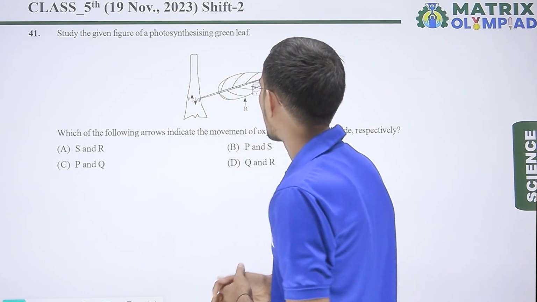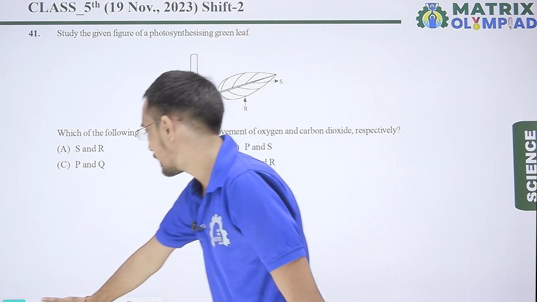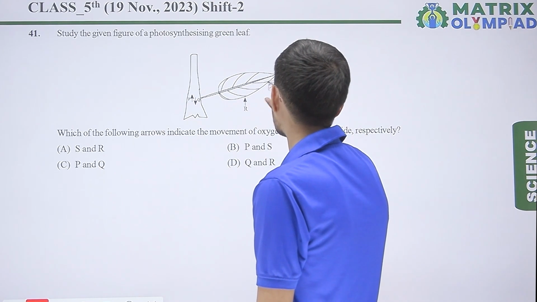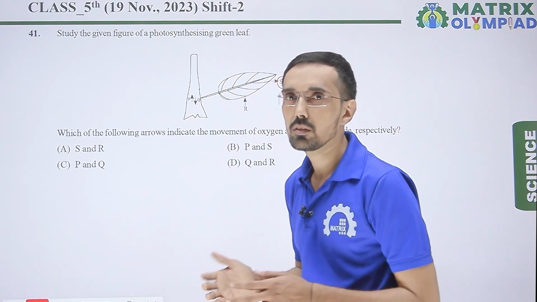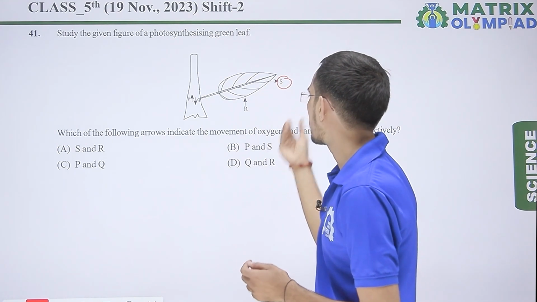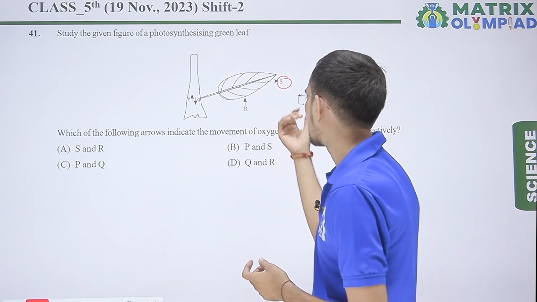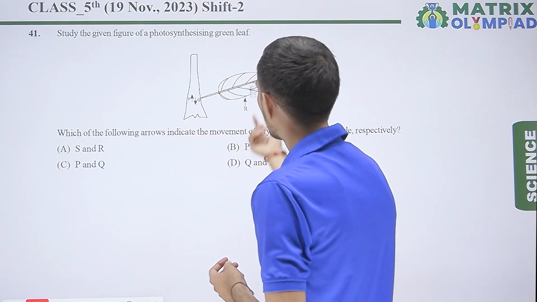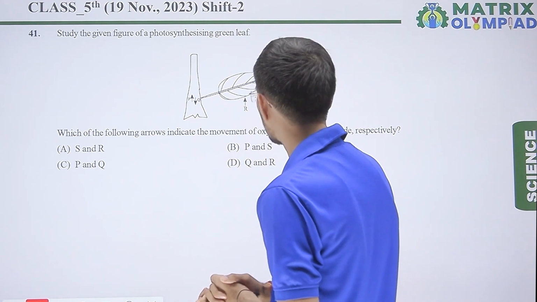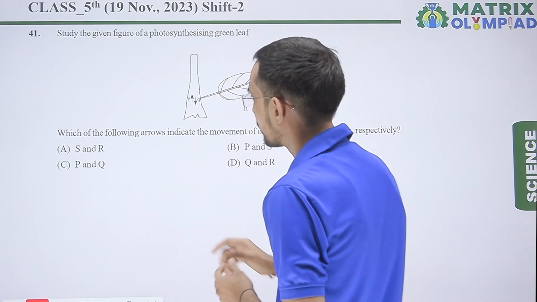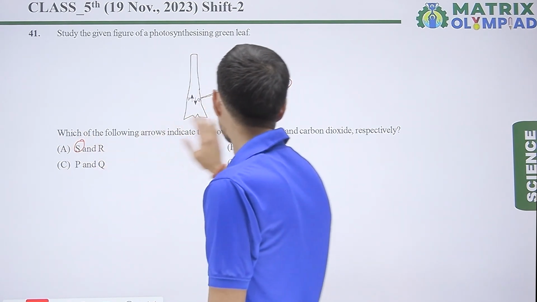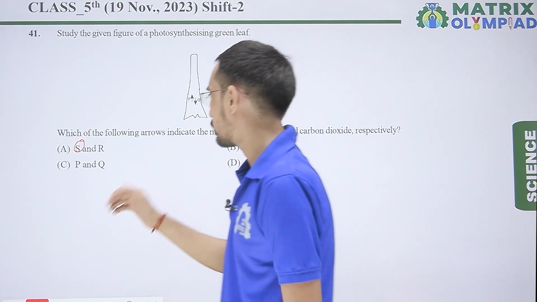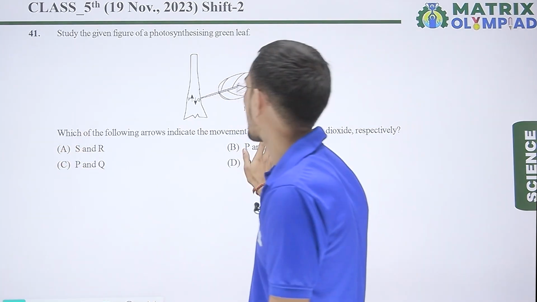Study the given figure of a photosynthesizing green leaf. You can directly find out which gas is going out during photosynthesis, and the gas coming out is oxygen. So which of the following arrows indicates the movement of oxygen? Oxygen movement, we can see in the option S that is given here, and R is intaking. Intaking requirement is CO2. So our correct option will be option A.